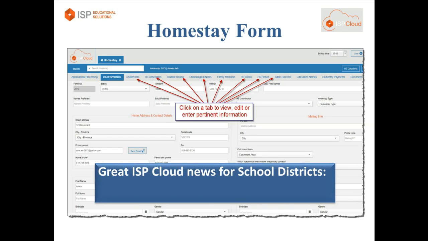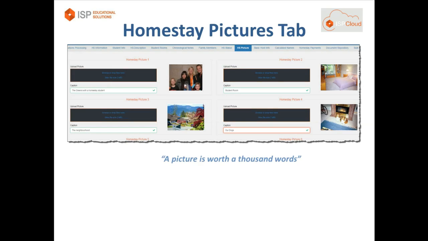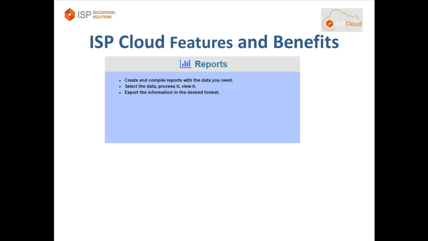Now, the good news is, and this is really good news for school districts, there's a very short learning curve. Why? Because ISP Cloud uses the same tabs as ISP Database, which means if at any point in the past 20 years you have used ISP Database, it should be very, very easy for you to adapt to ISP Cloud. In addition, ISP Cloud is designed to support all the ISP Database functions. Now, they say a picture is worth 1,000 words, and as was the case with ISP Database, ISP Cloud supports multiple pictures. So you can choose which pictures best portray either a homestay, a student, and so on.